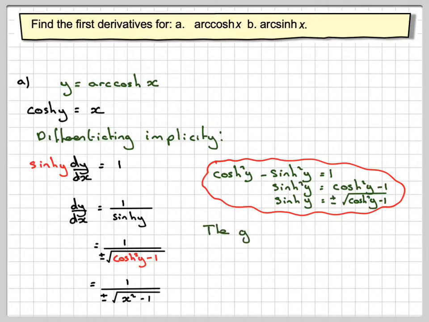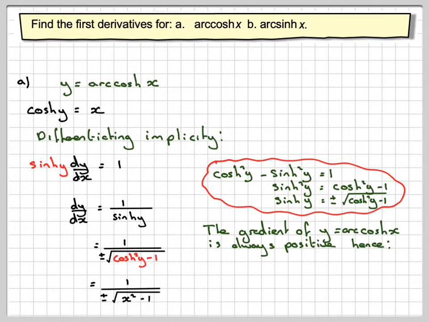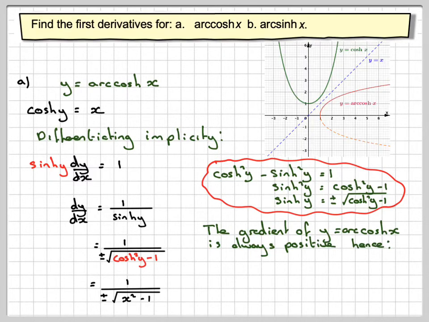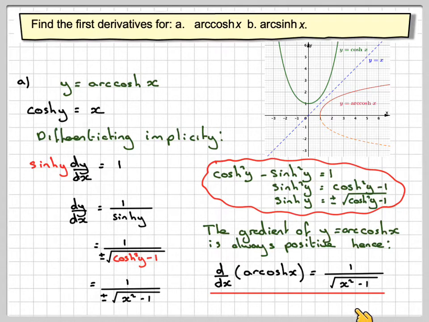However, if we remember looking back at the graph of arccosh of x in a previous video, it's always positive. The solid part of this graph here is arccosh of x. We can see the gradient is always positive. Therefore, we don't need the negative sign. So d dx of arccosh of x is just 1 over the square root of x squared minus 1.